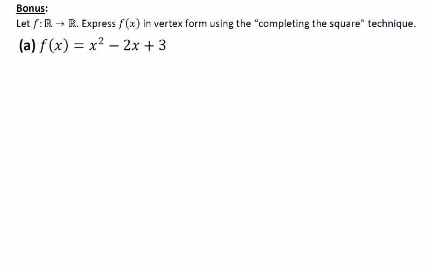In the last set of examples, I call these bonus examples. The purpose of these is to show you an alternative technique to getting your standard equation into vertex form. We haven't needed to use this technique. It's called completing the square because the quadratic formula already has completing the square built into it.